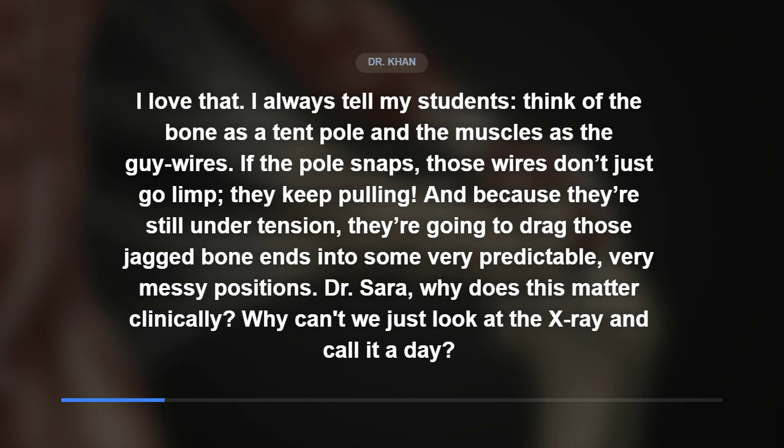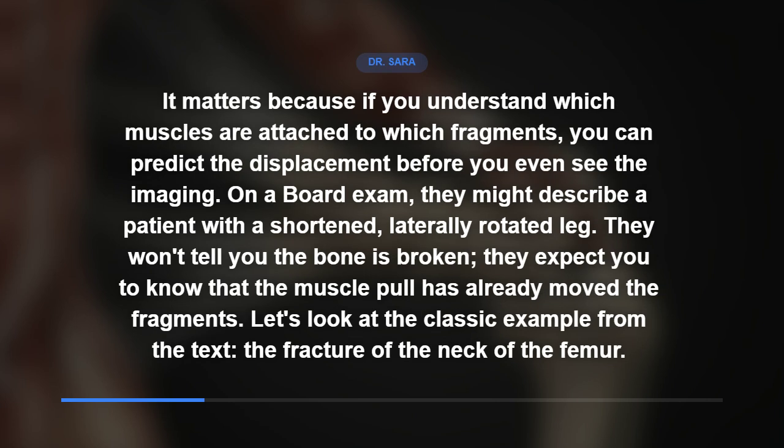I love that. I always tell my students, think of the bone as a tent pole and the muscles as the guy wires. If the pole snaps, those wires don't just go limp, they keep pulling. And because they're still under tension, they're going to drag those jagged bone ends into some very predictable, very messy positions. Dr. Sarah, why does this matter clinically? Why can't we just look at the X-ray and call it a day?